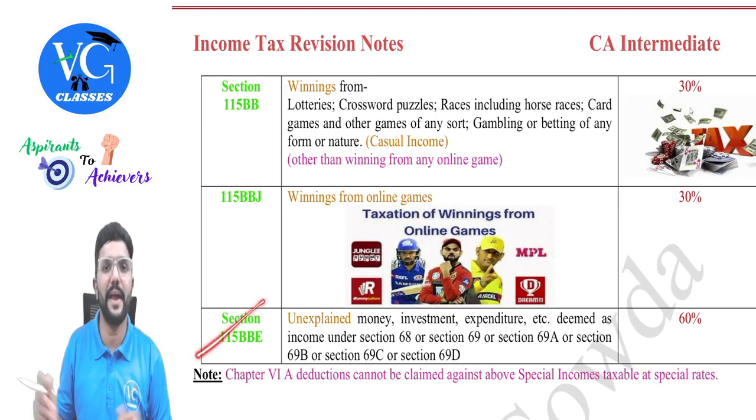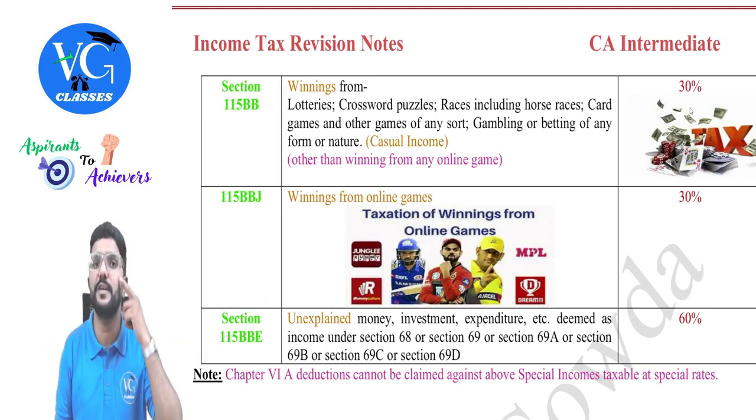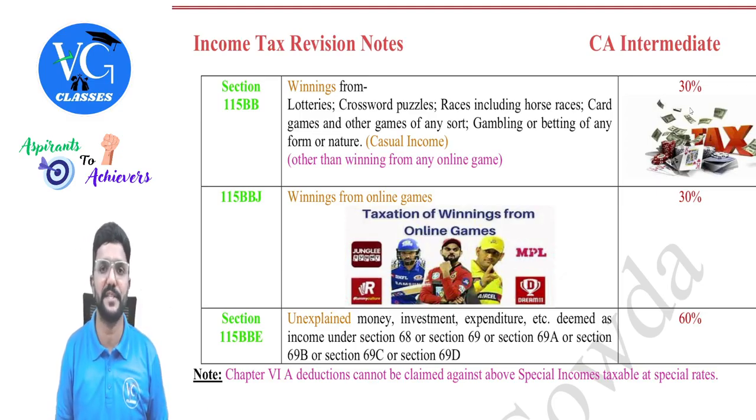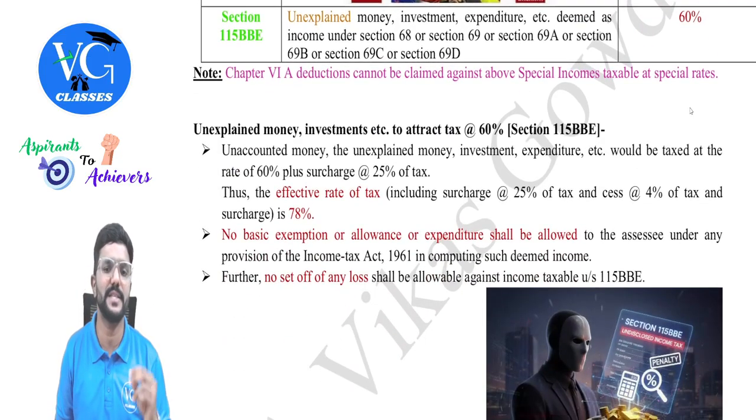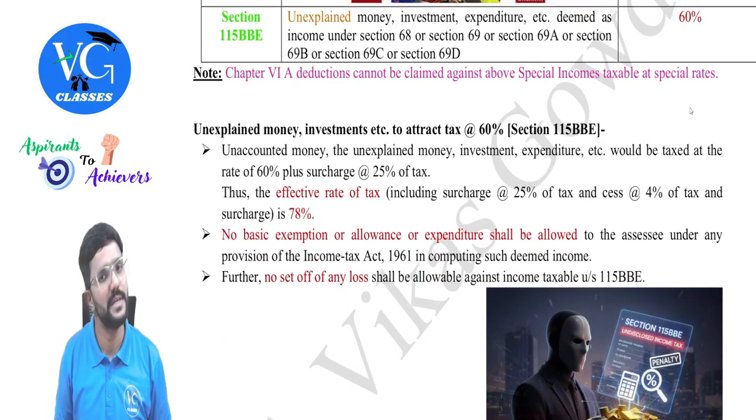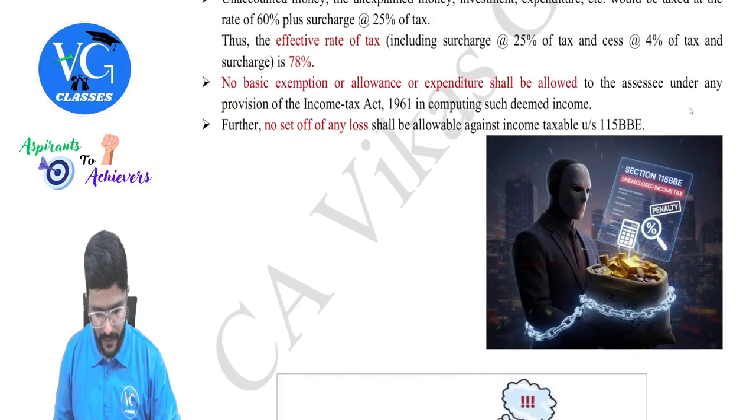Okay, same way, sir, I have an undisclosed income of 10 lakh. I am a resident individual who is following default regime. How much tax should I pay? 10 lakh into 78%. Or else 10 lakh into 60%, you will get 6 lakh, plus 25% surcharge plus 4% health and education cess, guys, which comes to 7,80,000. Is that clear? Yes, sir.